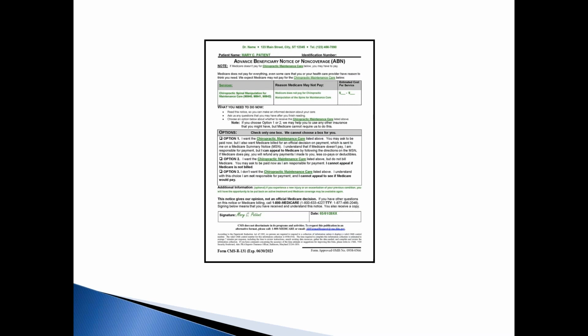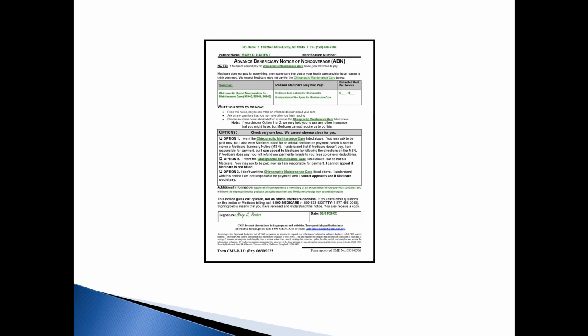And then the patient has a choice. Option one, I want the maintenance care. You may ask to be paid now, so that answers the question. That's another question we get from CAs. Could we have the Medicare patient pay for the maintenance adjustment right at the time of service, or do we have to wait? You do not have to wait.